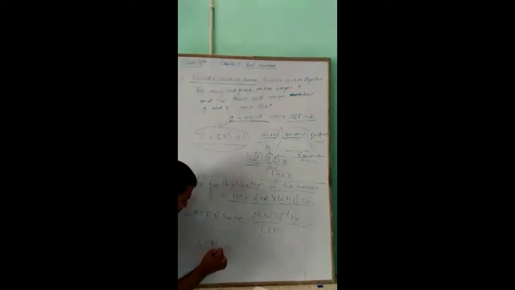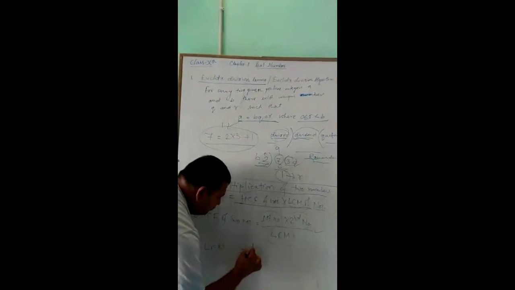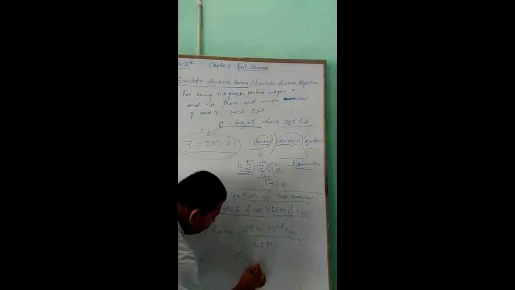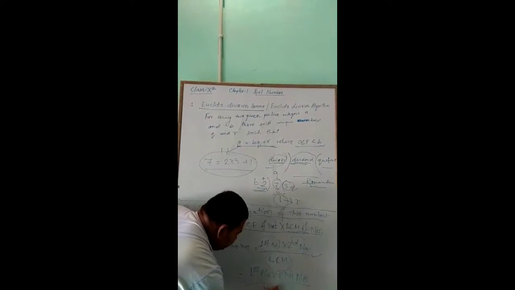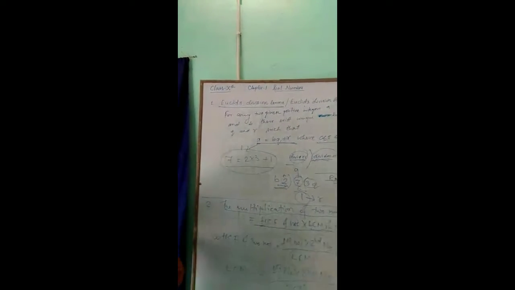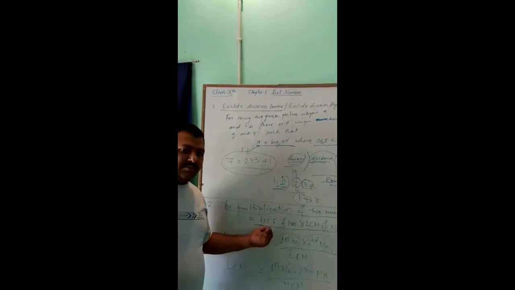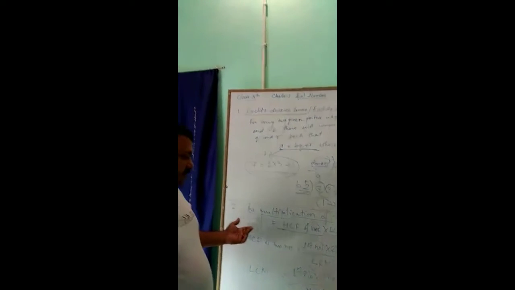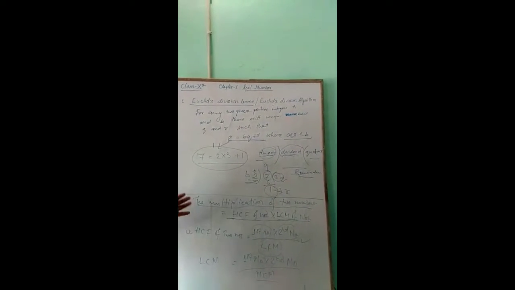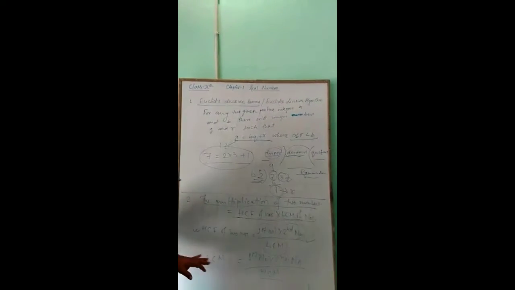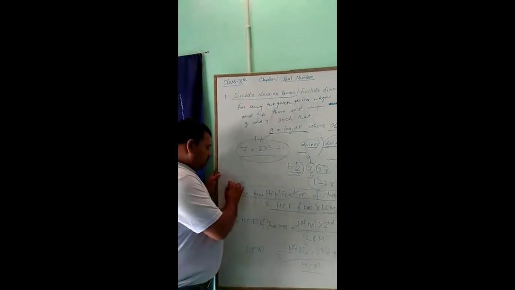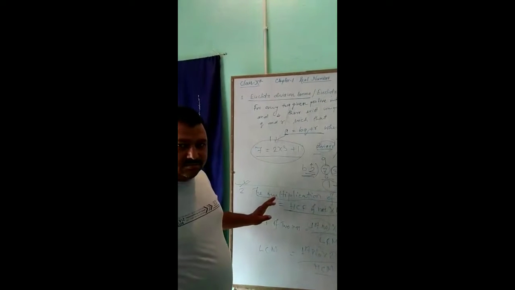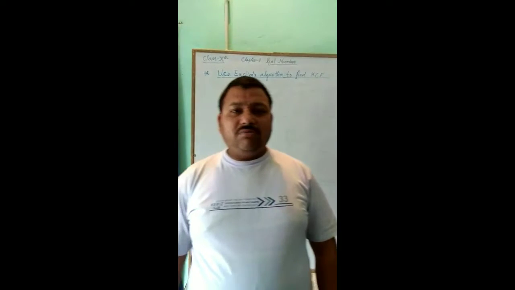LCM is equal to first number into second number by HCF. Similarly, we can find out suppose that second numbers are given and first numbers are missing, then we can find out if the LCM and HCF are given, then we can find the first number or second number by this formula after putting the value of these. Okay, it is clear?